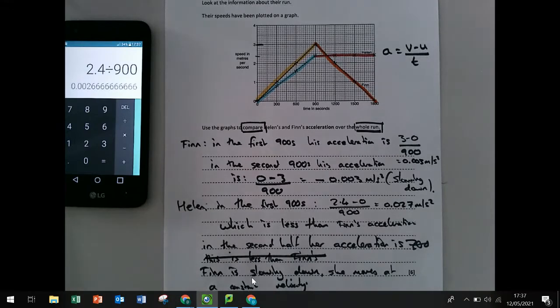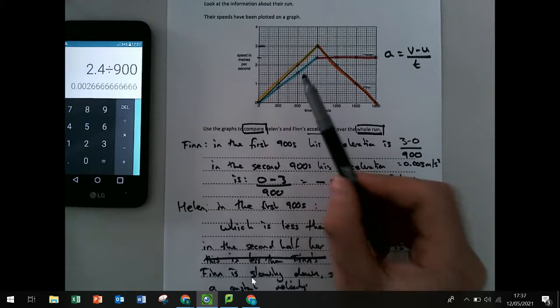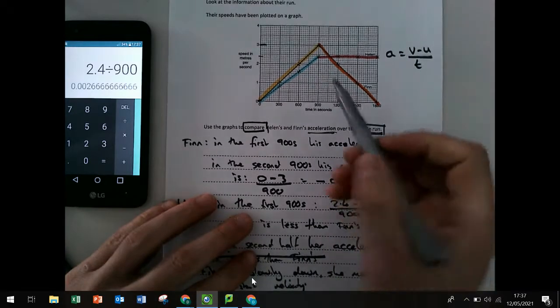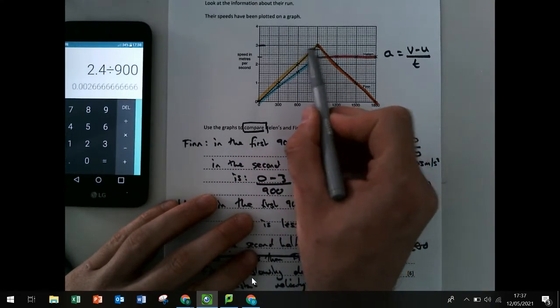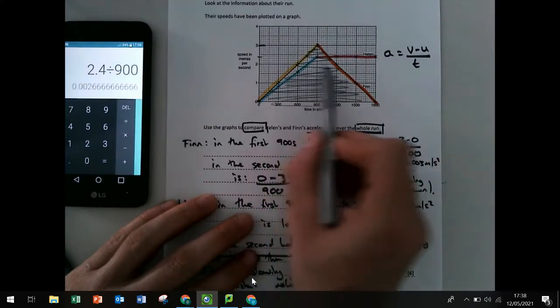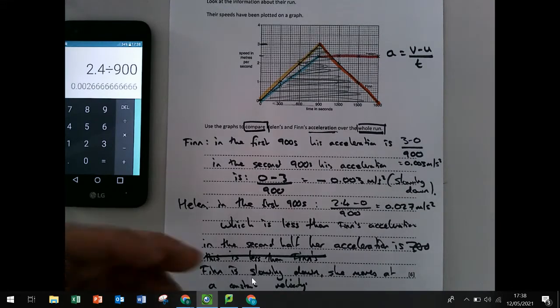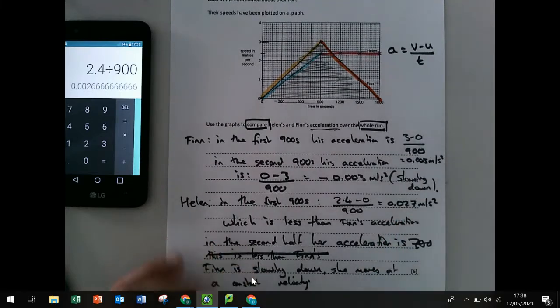Is there anything else that we can say? I mean, it asks for only acceleration, so we don't need to work out distance. Distance would be the area under the graph. So for example, if we wanted to work out the distance that Finn travels, we could work out the area under the graph, which would be this bit here, so the area of the triangle, but it doesn't ask us to do that. We could also work out something like the average velocity, where we could do the total distance divided by the total time. But again, we're not asked to do that.